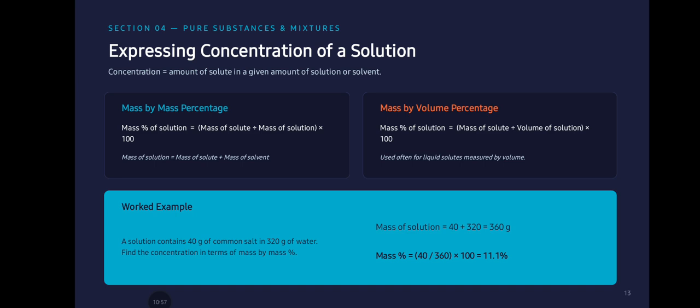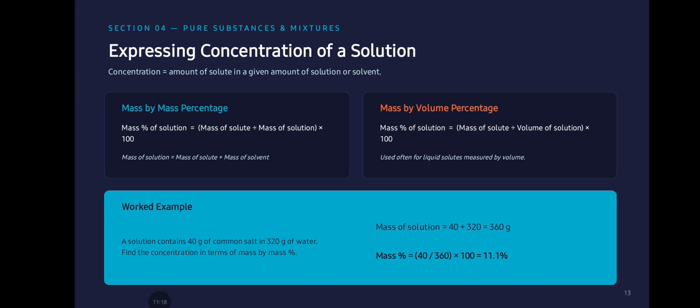Mass by volume percentage. Mass by volume percentage of solution is equal to mass of solute divided by volume of solution into 100, used often for liquid solutes measured by volume. So here is a real example, a worked example.